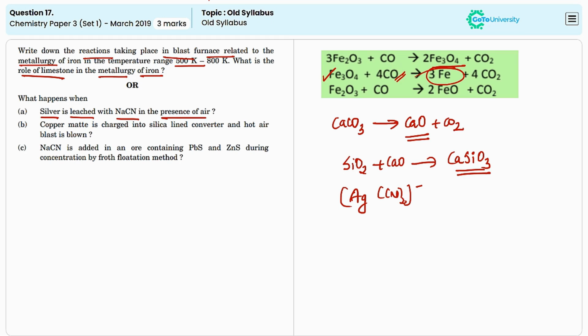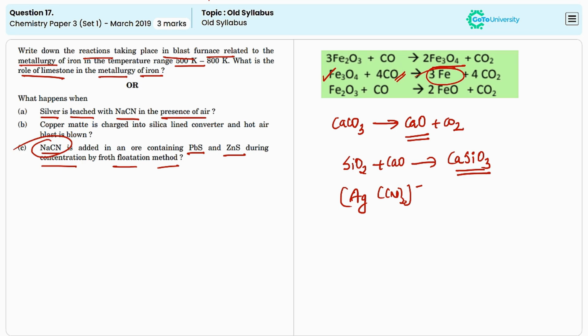The third one is what happened when sodium cyanide is added in an ore containing lead sulfide and zinc sulfide during the concentration by froth flotation process. During the froth flotation process, it selectively prevents the zinc sulfide from coming to the froth, or it acts as a depressant. This is the role of sodium cyanide in this process.